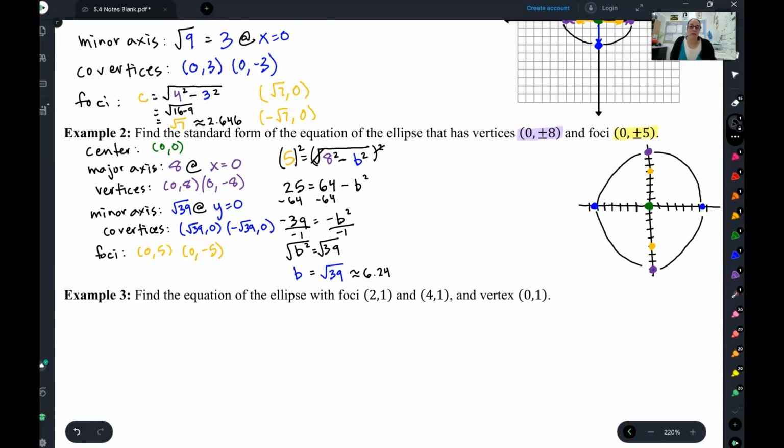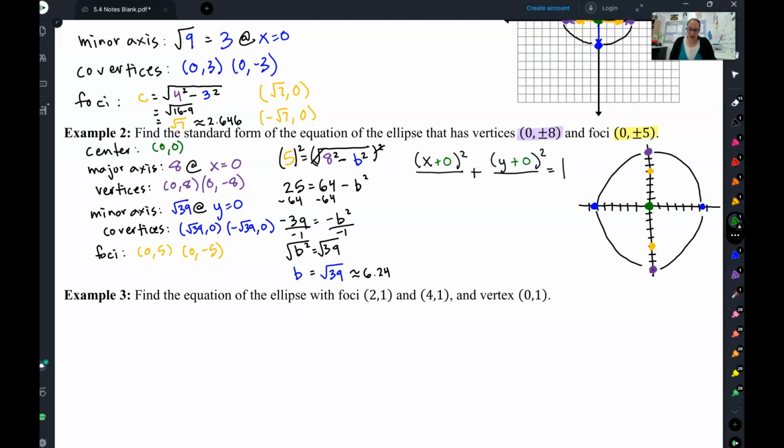Okay, so let's talk about what this equation looks like. Remember, it should be x minus h squared over whatever that axis is squared, the major or the minor, whichever one is paired with the x. And then I should have y minus k, and then this is the major or the minor, whichever one's paired with y, equals 1. So it's pretty easy to put my h and k in, 0 and 0.